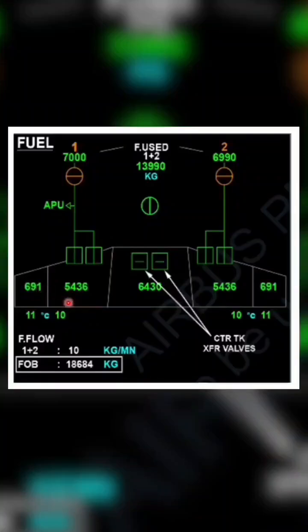It becomes amber, and the Ecam displays a caution if the temperature goes above the high limit or below the low limit. So you can consider minus 40 as the minimum and 55 degrees as the maximum. Then you will get an Ecam display warning caution.